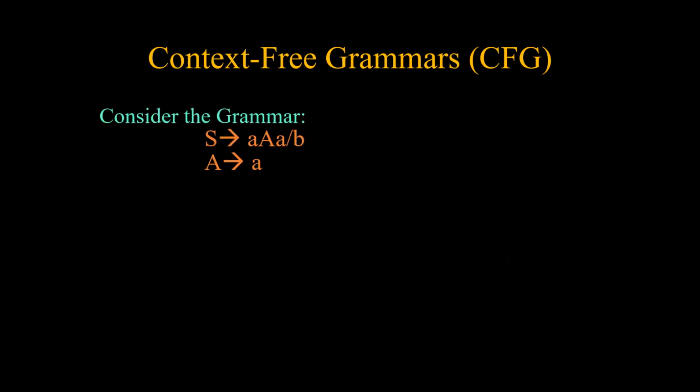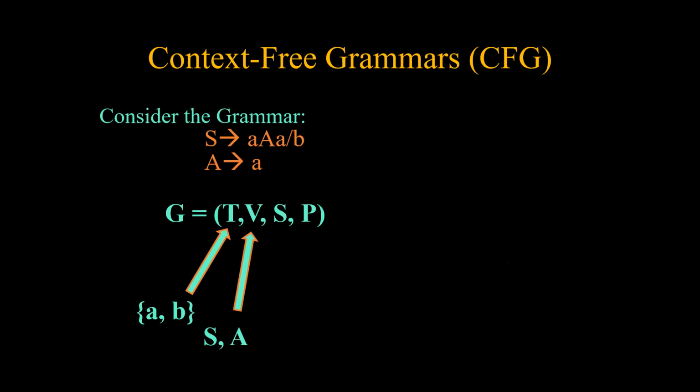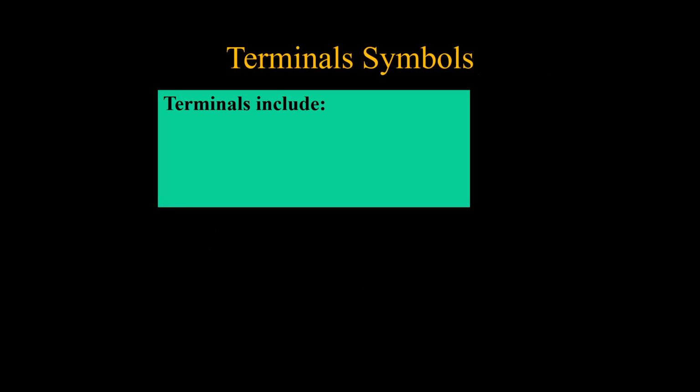Now just take an example of this grammar. We have a grammar S tends to small a, capital A, small a, or B; A tends to small a. If we talk about this grammar in terms of T, V, S, P, here T is the set of terminals. We have two terminals, a and b. V is the set of non-terminals. We have two non-terminals in this grammar, S and A, and P is the set of production rules. Here we have three production rules: S tends to small a, capital A; S tends to b; and A tends to small a. We will discuss each and every symbol in detail.